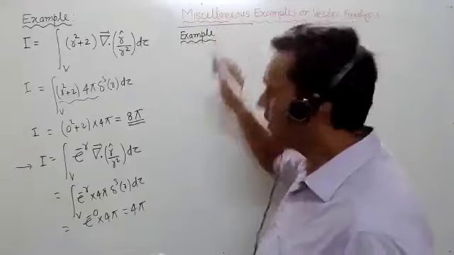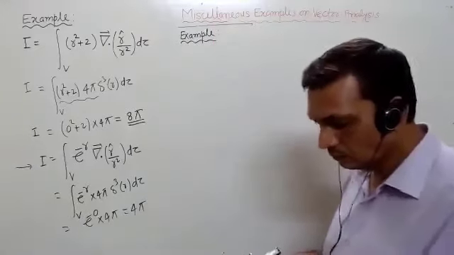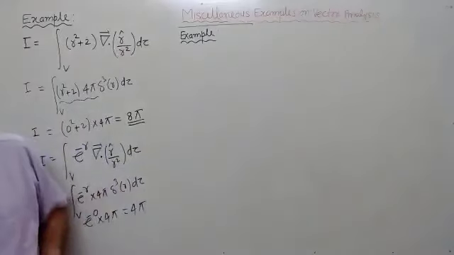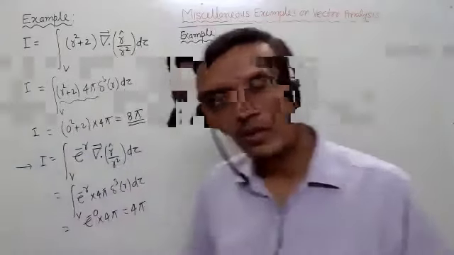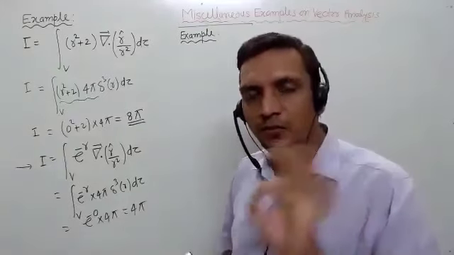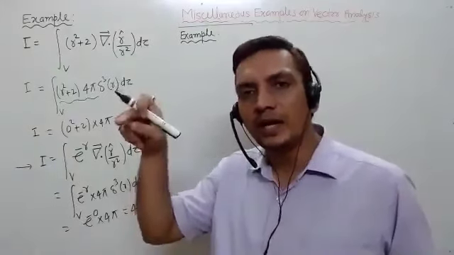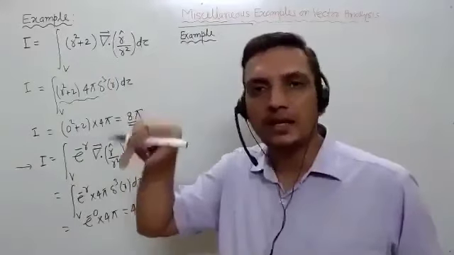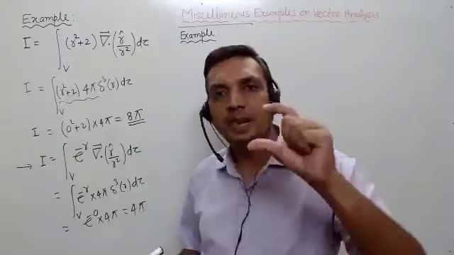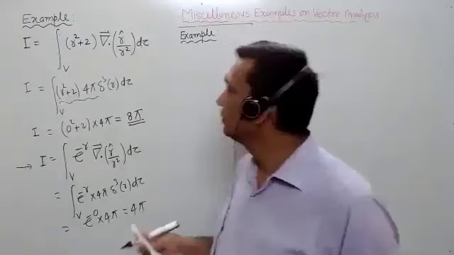Excuse me, sir. Is this function r cap by r square the only one, or can there be other functions for which we have to use this delta? Only one case, r cap by r square, because in the formula you have r square into ar. So when ar is 1 by r square, that term will be 0. So that is the special case. You have to remember that vector function r cap by r square.